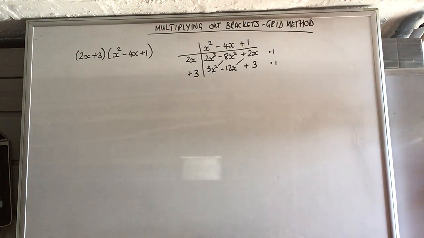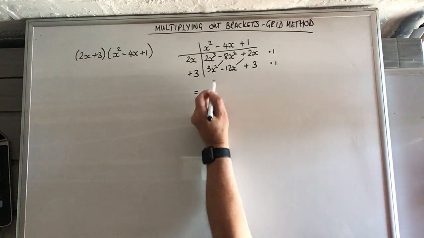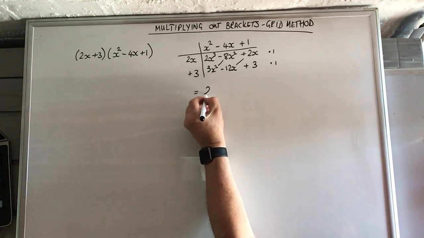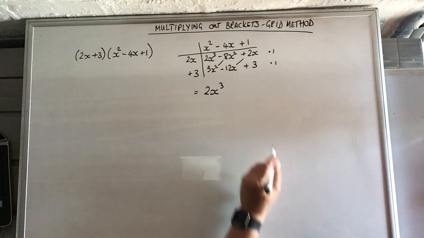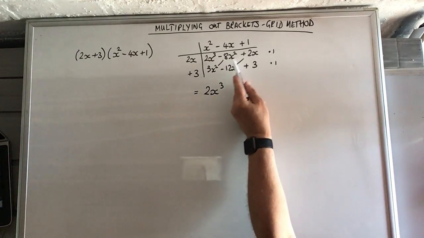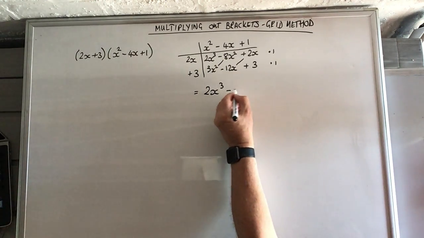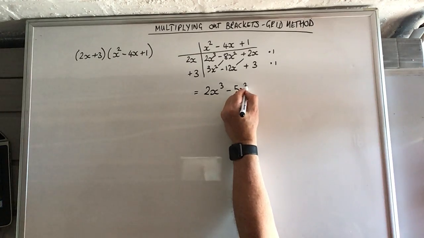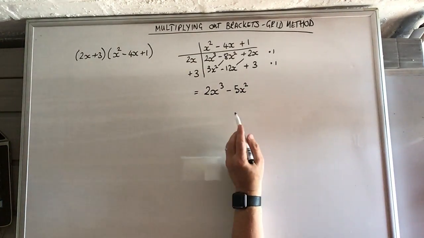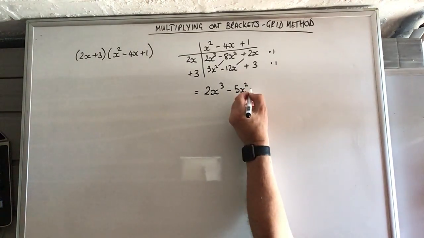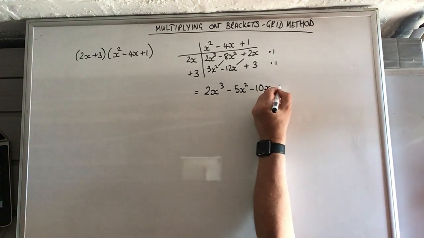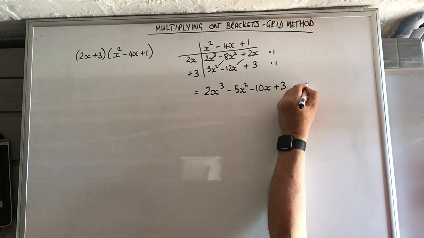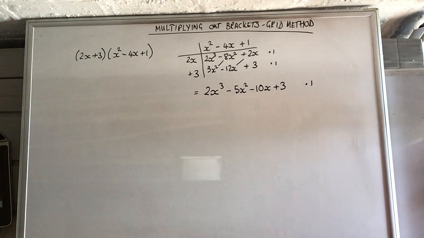So let's work it through. We've got 2x cubed. Now the x squared terms can tidy up. That gives me minus 5x squared. The 2x minus 12x is minus 10x. I've got a plus 3 at the end. And that's your 3rd mark. And that's how easy a question is at National 5.